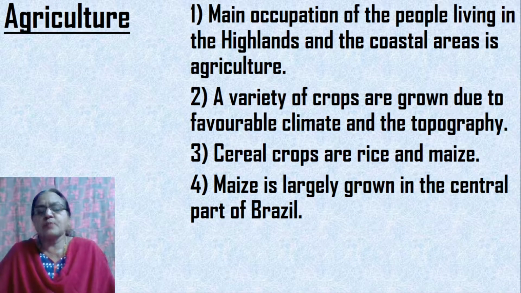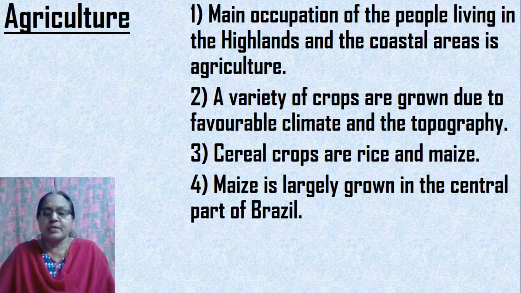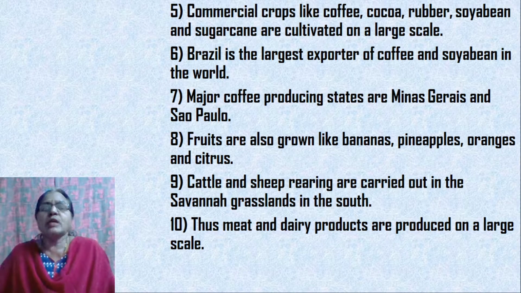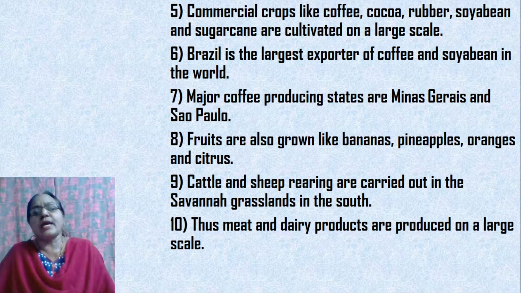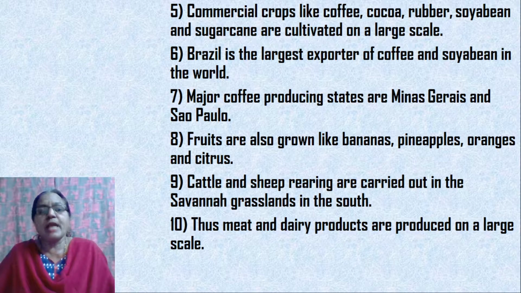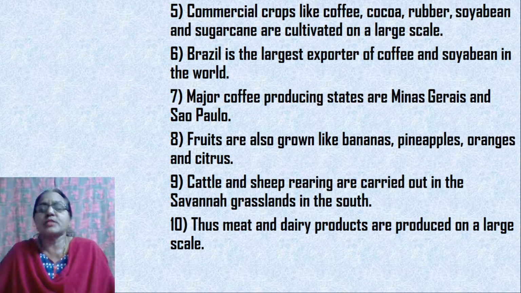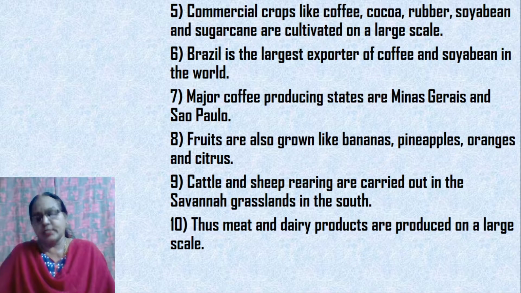Now, the cereal crops which are cultivated in Brazil are rice and maize. Maize is usually grown in the central part of Brazil. Apart from the food crops, commercial crops like coffee, cocoa, rubber, soya bean, and sugarcane are also cultivated on a large scale. Commercial crops are cultivated for export. Most often, they are grown for the sake of export. And Brazil is the largest exporter of coffee and soya bean in the world.